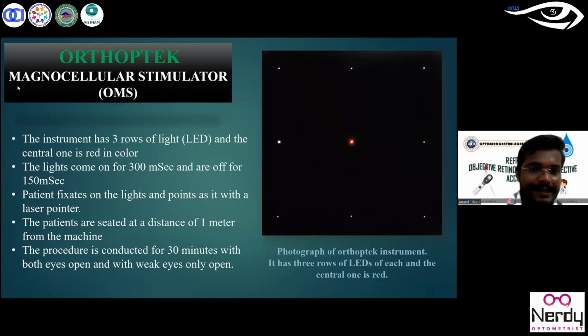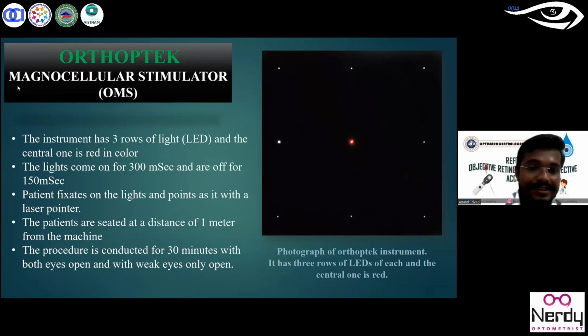The instrument has three rows of LED lights, and the central one is red in color. The lights come on for 300 milliseconds and are off for 150 milliseconds. The patient fixates on the lights and points at them with the laser pointer.